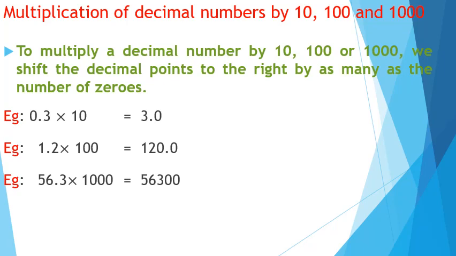Our next example is 56.3 multiplied by 1000. 1000 has 3 zeros, so the decimal point will shift 3 digits to the right side. Here we have only 1 digit, 3, so we can add 2 zeros on the right side, then put the decimal point. So we got 56,300.0, or we can simply write it as 56,300.